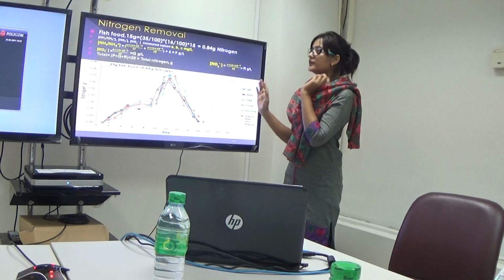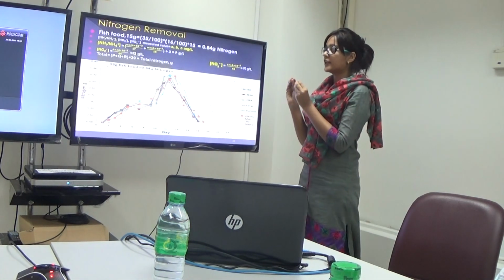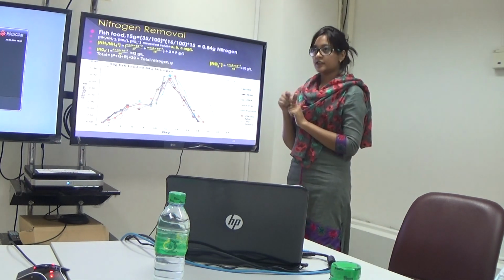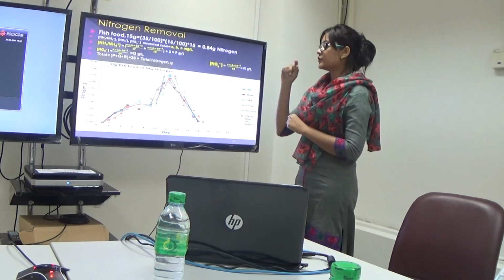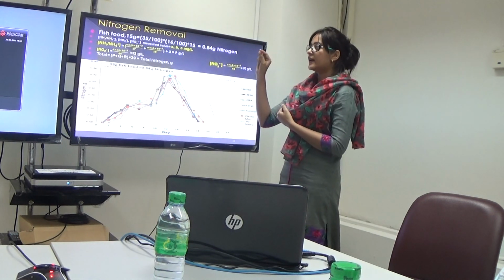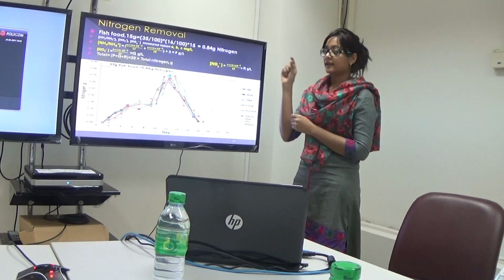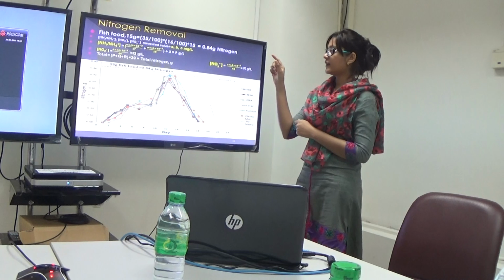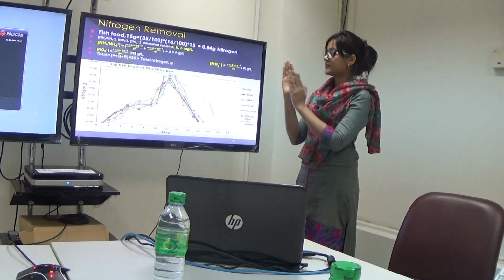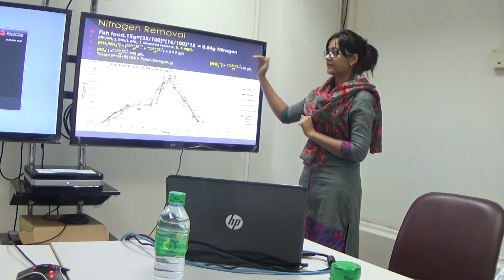So we also count the nitrogen removal, how much nitrogen was actually removed. In our system we use 15 gram fish food. We converted this 15 gram fish food to nitrogen: there is 35% protein in fish food, and 16% nitrogen in that protein. This is from the literature, and we count the nitrogen.